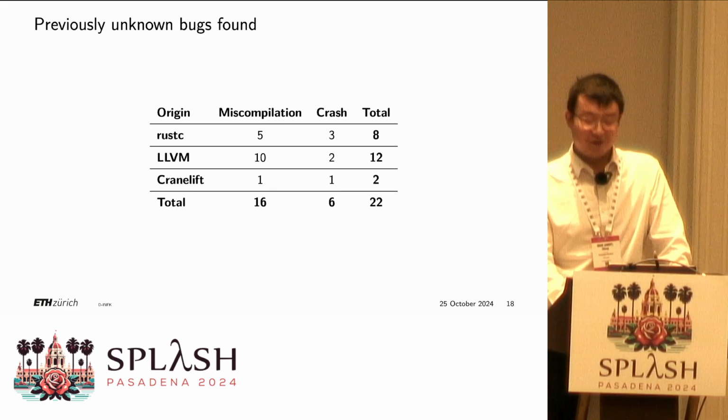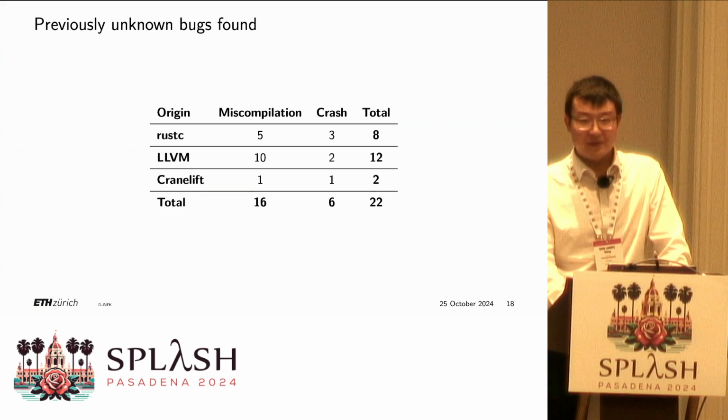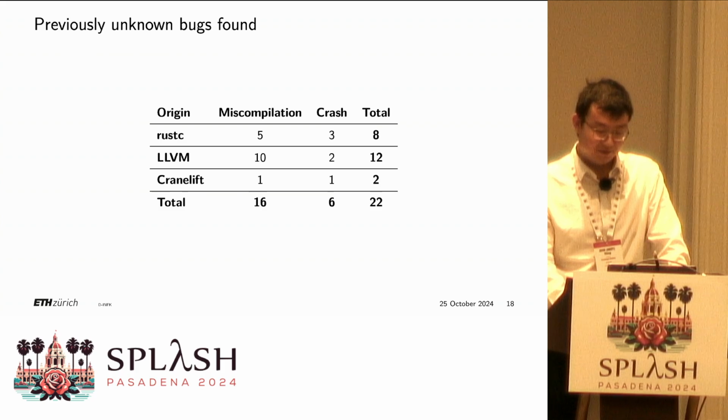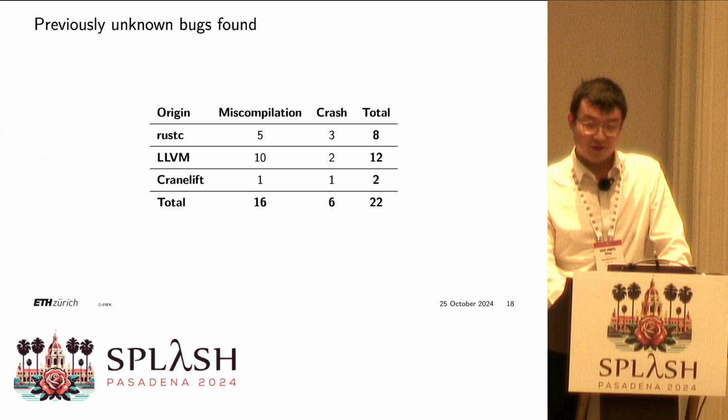In total, we've discovered 22 unique bugs that were previously unknown. All of them have been reported, and all but one have been fixed. 16 of these are miscompilations, where the user would have no idea that the compiled code is wrong.